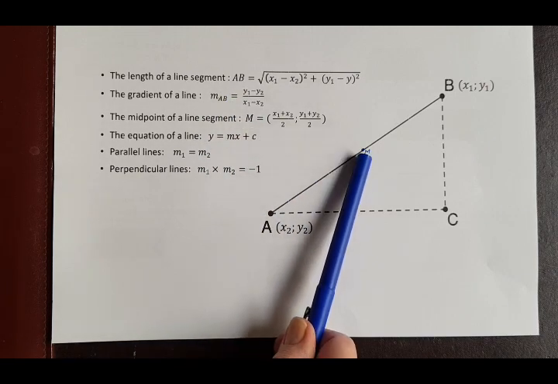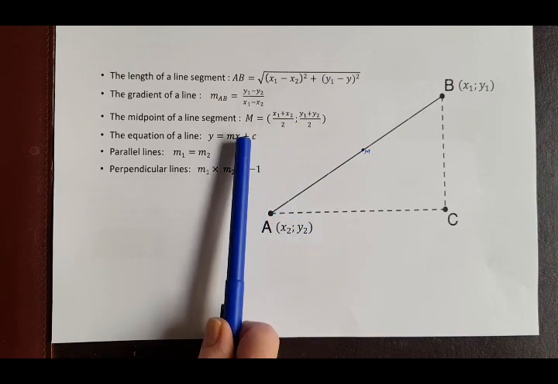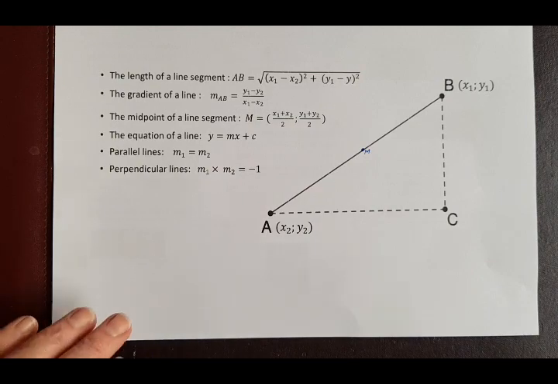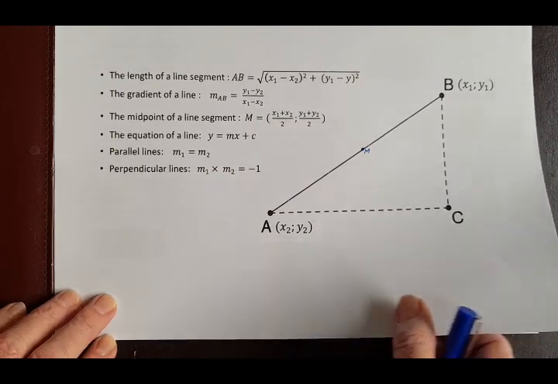The midpoint: average your x's, average your y's. The equation of a straight line, y equals mx plus c. If you have parallel lines, your gradients are the same, and if you have perpendicular lines, the product of the gradients is going to be -1.